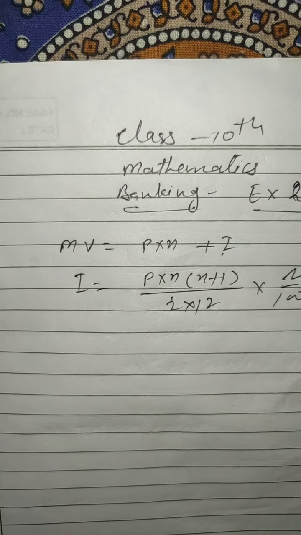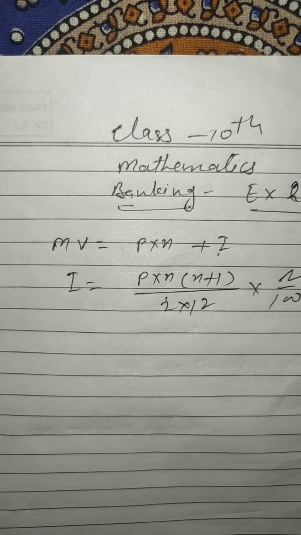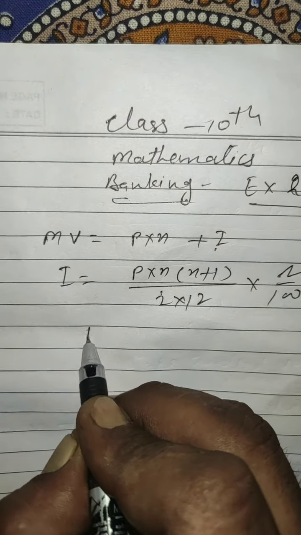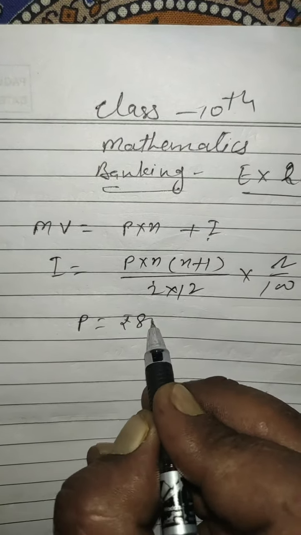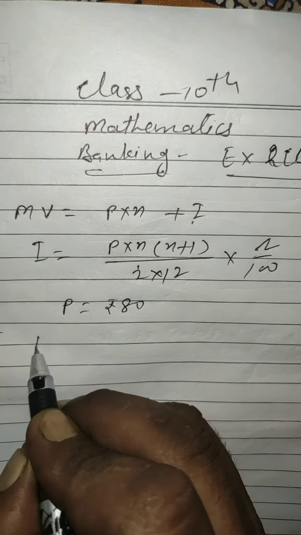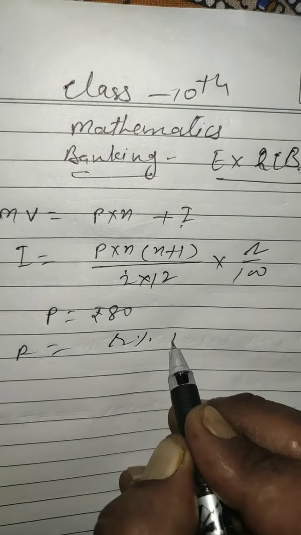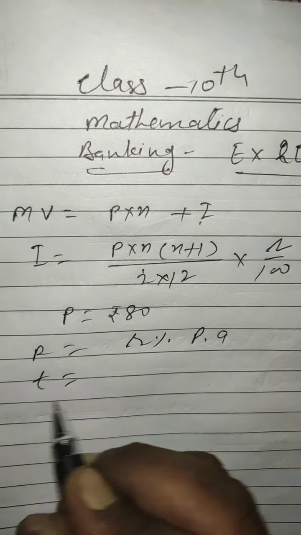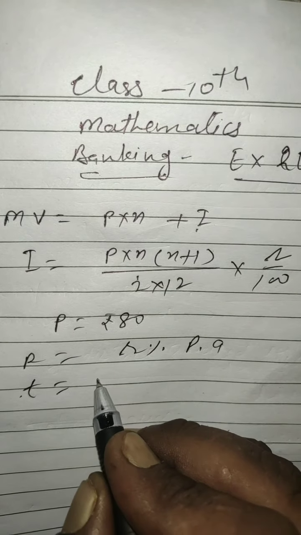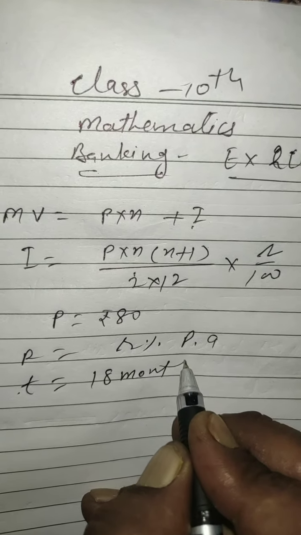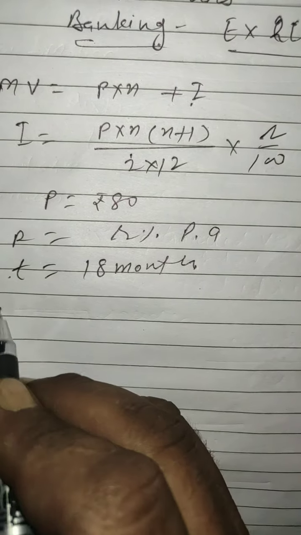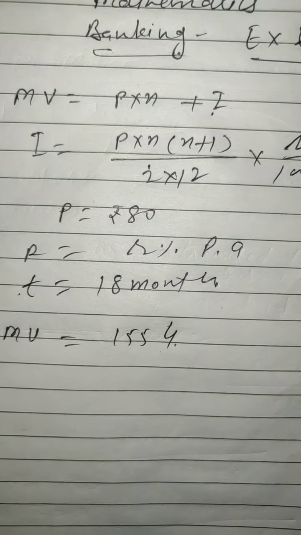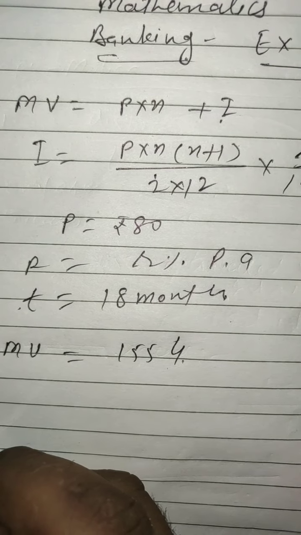Our first question is: Ritu has an RD account in a bank and deposited rupees 80 as monthly installment. You can relate this as P, rupees 80. Let the rate of interest be R% per annum, and the time interval, you can write T or N, no problem, is 18 months, and our maturity value is 1554 rupees. Use the formula.